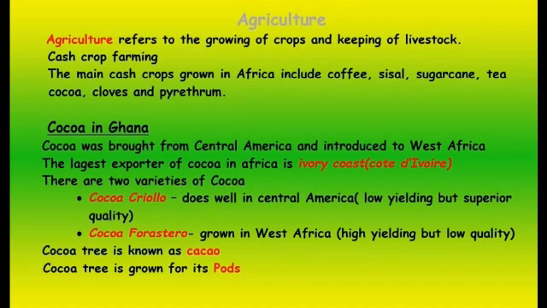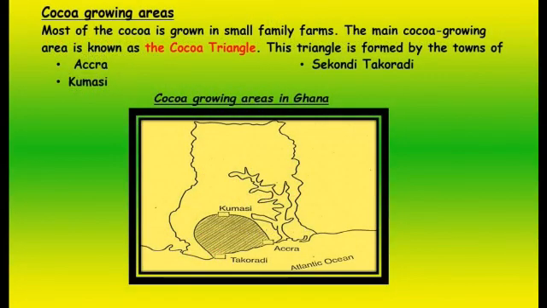Cocoa is grown for the part that is called the pods. Pods are hard cover, but within it you find some seeds that are ground into powder, and that is what cocoa is. The cocoa tree is referred to as cacao.